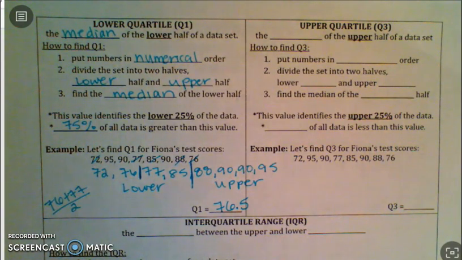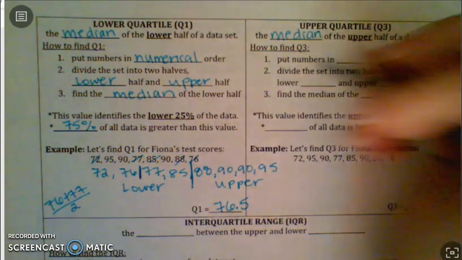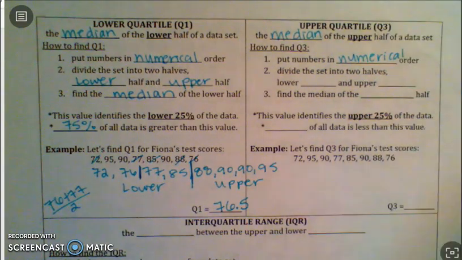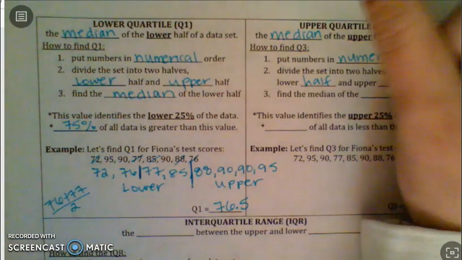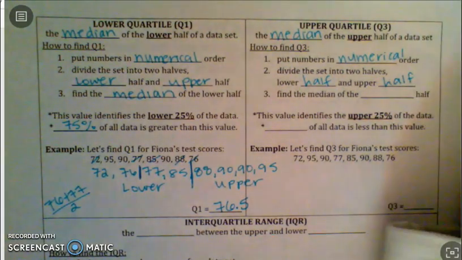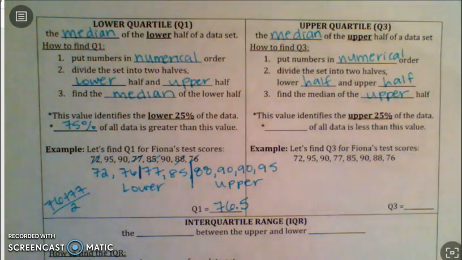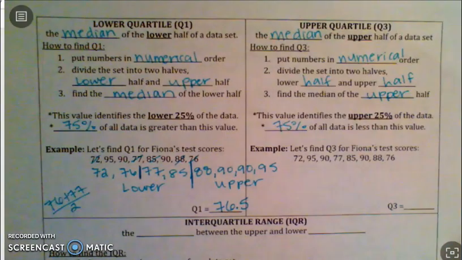Okay, for the upper is similar, you're finding the median of the upper half. So you're putting the numbers in numerical order, and you're dividing the set into two halves, the lower half, the upper half, and then you're finding the median of the upper half. Okay, this value indicates the upper 25% of the data. That means that 75% of the data is less than this value.